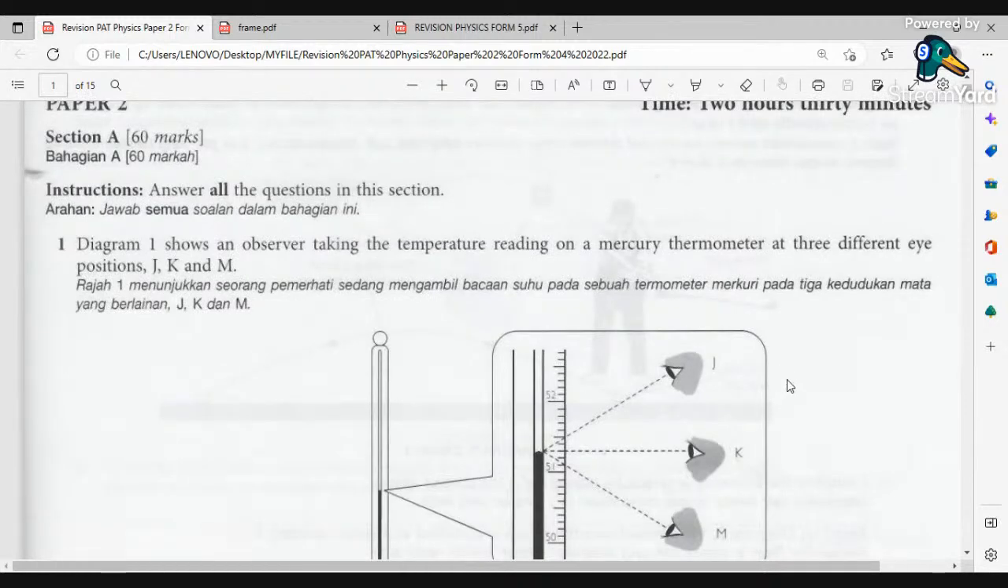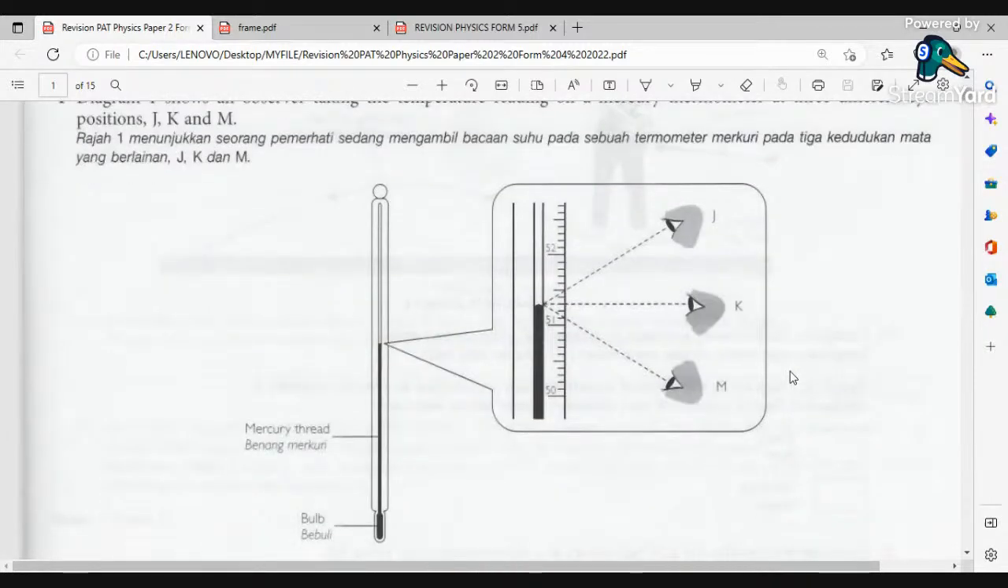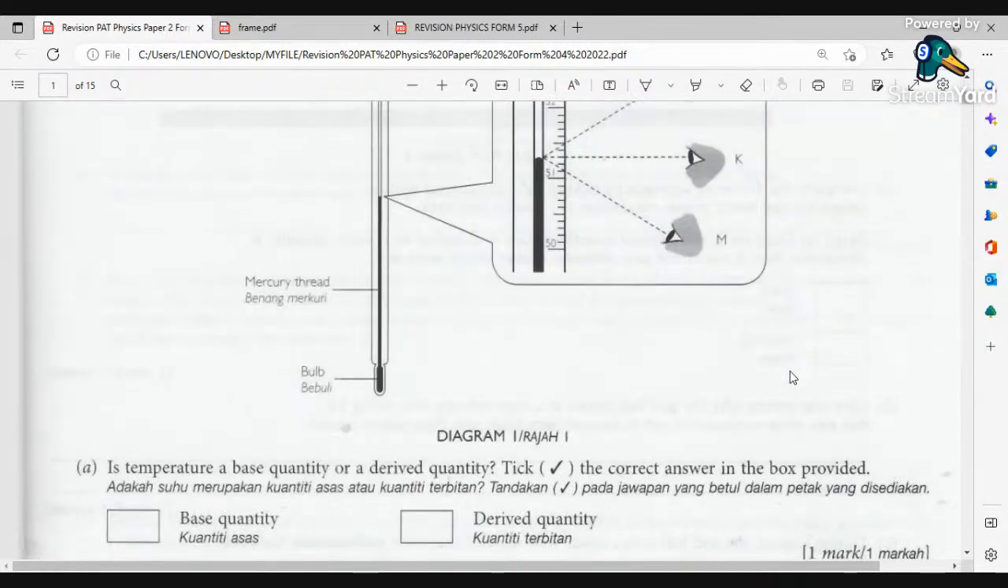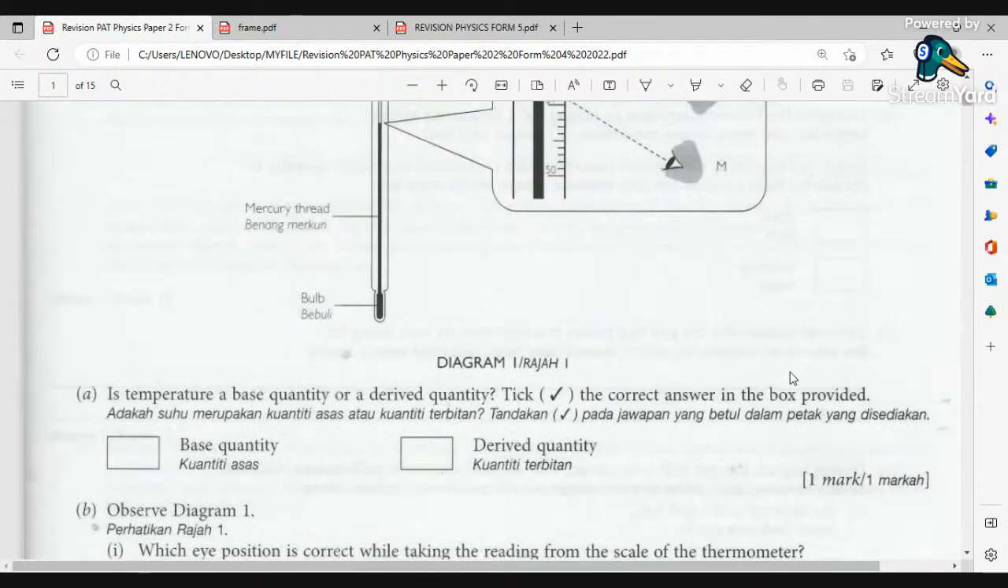Diagram 1 shows an observer taking the temperature reading on a mercury thermometer at 3 different eye positions, J, K, M. A. Is temperature a base quantity or a derived quantity? This one you should know. What are the base quantities that you have studied? We have 7 base quantities, and temperature is one of the base quantities. Just tick one box. 1 mark.